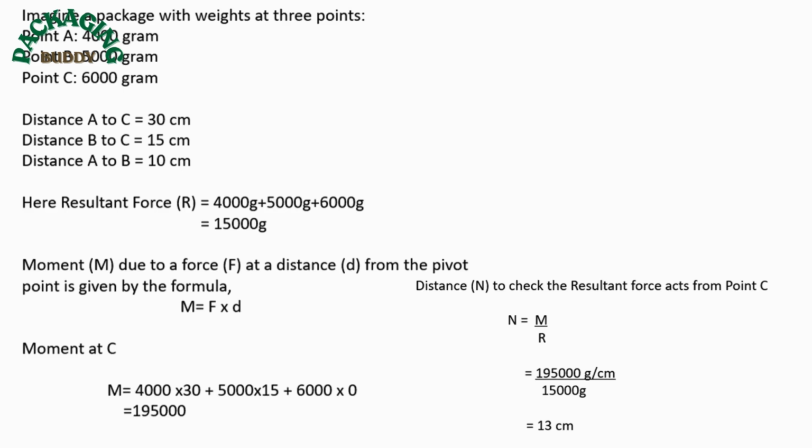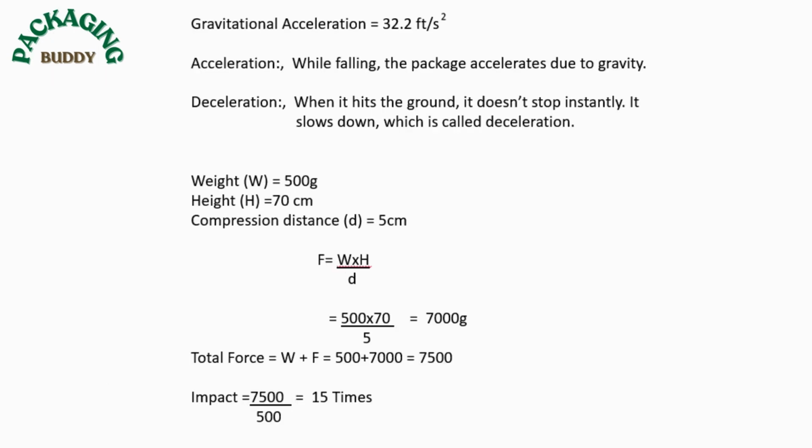What happens when a packed product falls? When the package drops, it accelerates downwards at about 32.2 feet per second square, which is gravitational acceleration. You can calculate how fast it goes when it hits the ground using formulas based on initial velocity and time. There are also forces after impact. Acceleration: while falling, the package accelerates due to gravity. Deceleration: when it hits the ground, it doesn't stop instantly. It slows down, which is called deceleration.